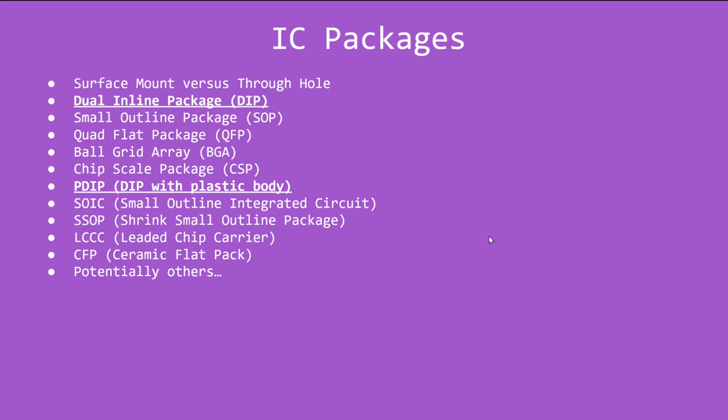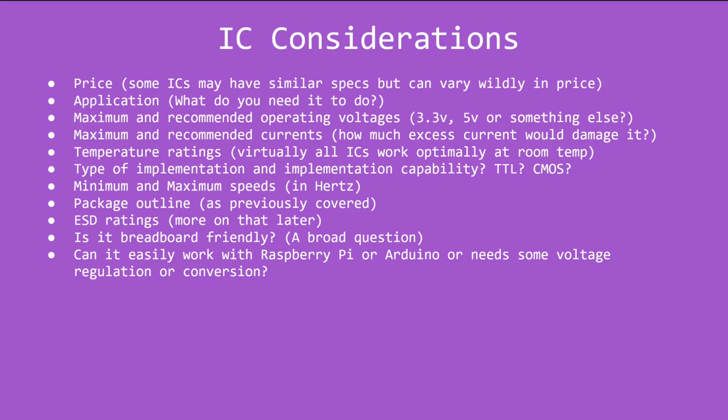But a lot, as I said, most of these are pretty much surface mount in some variety or another, and we'll just be focusing really on DIPs at this point. Now, there's a good number of considerations when selecting an IC. The most obvious is its operation and possible application. A 555 timer and a 595 shift register do completely different things, so they're not interchangeable.